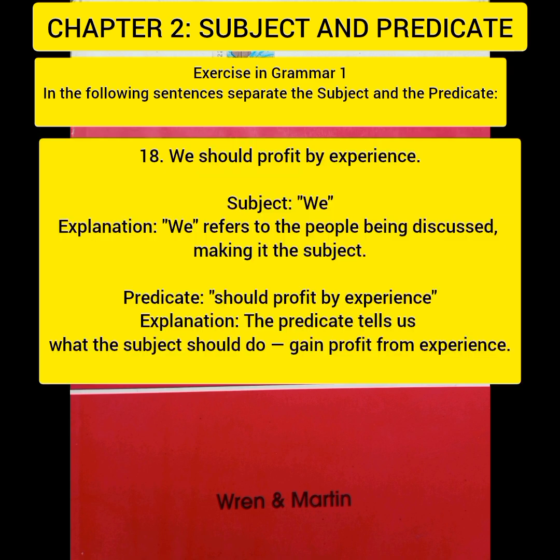18. We should profit by experience. Subject: we. Explanation: we refers to the people being discussed, making it the subject. Predicate: should profit by experience. Explanation: the predicate tells us what the subject should do, gain profit from experience.